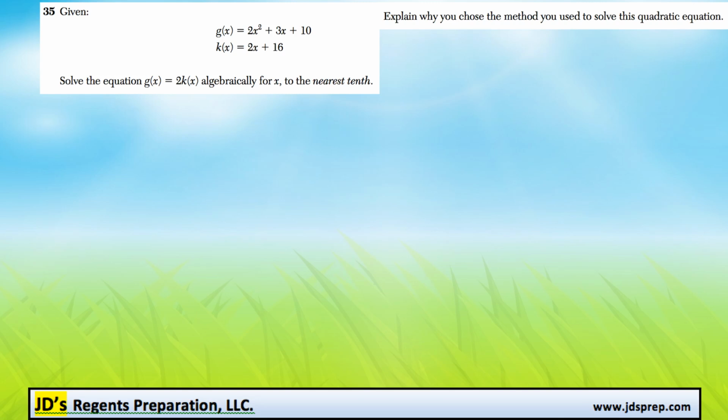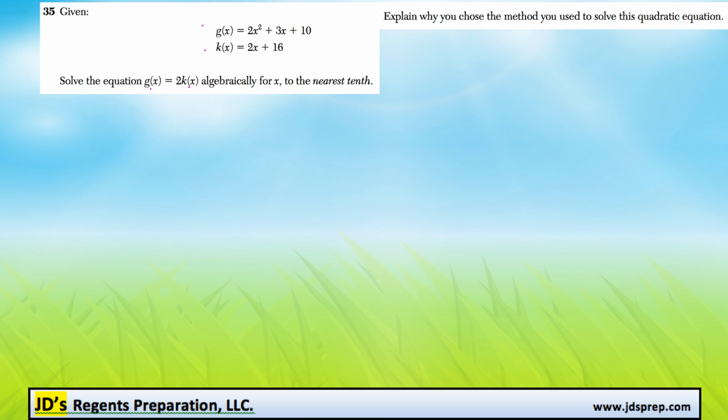Welcome to problem number 35 from the June 2017 Algebra Regents exam. So we've got two different functions here, g of x and k of x, and the first thing we've got to do is solve the equation g of x equals 2 times k of x, algebraically for x to the nearest 10th. All right, so let's go ahead and get started on that.